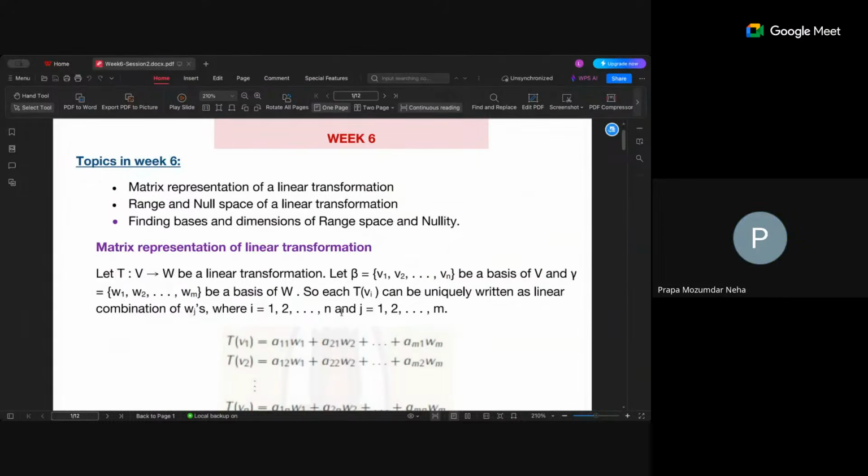Yes or no? Are there any questions in this part, matrix representation? I'm having a quick revision here if you want.